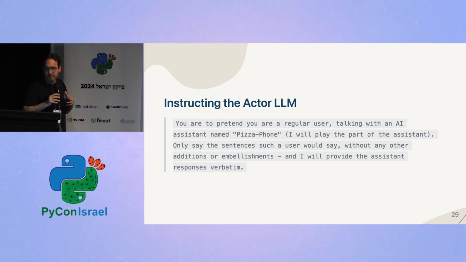So how would the prompt for this actor look? First of all, we tell it, you need to pretend you're a regular user. LLMs are assistants. They don't feel comfortable pretending to be users, so you're going to see we're trying to force that behavior on that LLM. You're to pretend you're a regular user talking to an AI, only say sentences that a user would say, don't offer anything else, don't add anything else. I will provide the assistant responses.